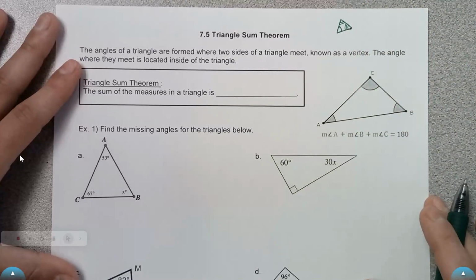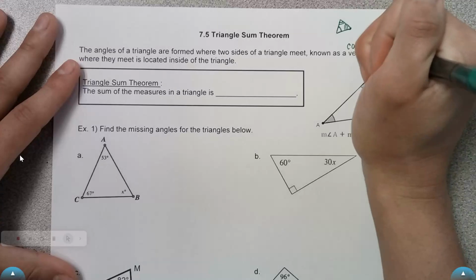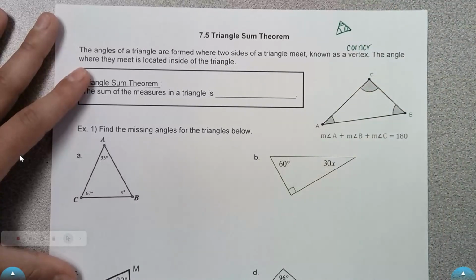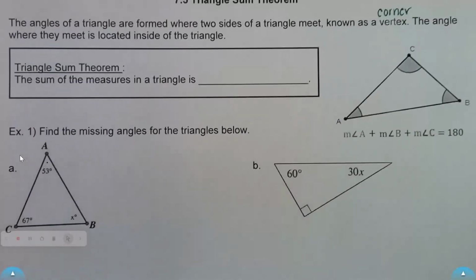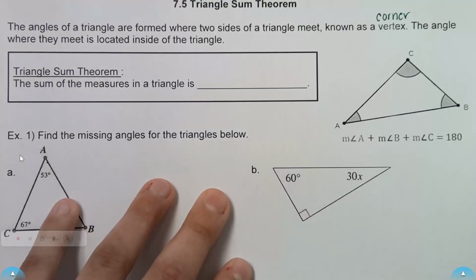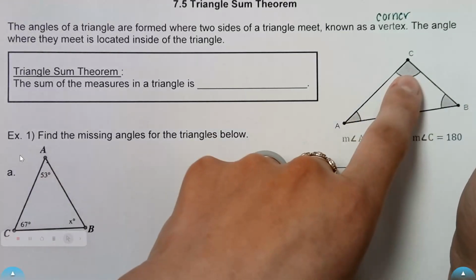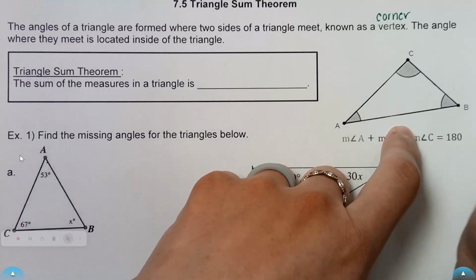Okay, and they meet, which is also known as a vertex. Vertex, kind of think of it as like the corner or like a point. The angle where they meet is located inside of the triangle. So whenever we're talking about angles, they're always on the inside of the triangle. Okay, so the angle, you see how it's shaded on the inside, that A, that B, that C, they have these bubbles, these markings. Those are what are called angles.